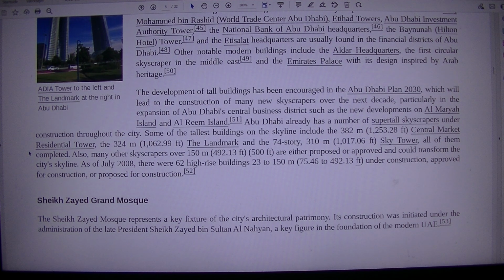52. Sheikh Zayed Grand Mosque. The Sheikh Zayed Mosque represents a key fixture of the city's architectural patrimony. Its construction was initiated under the administration of the late President Sheikh Zayed bin Sultan Al Nahyan, a key figure in the foundation of the modern UAE.